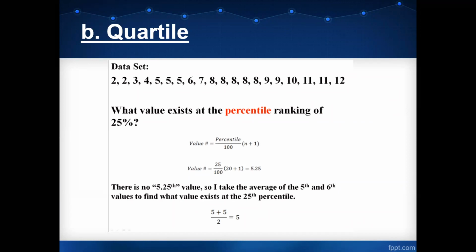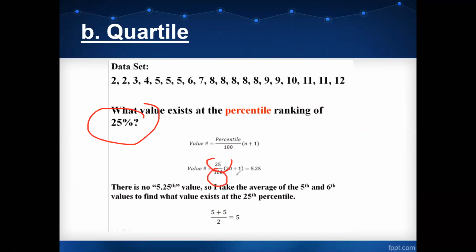Okay, so this is the formula. The value is equal to percentile divided by 100 times n plus 1, because we are looking for the sample size here. So, let us substitute 25, because we are looking for the 25th percent. So 25 divided by 100, times 20 plus 1 is equal to 5.25. So there is no 5.25 here, okay? So what is that?